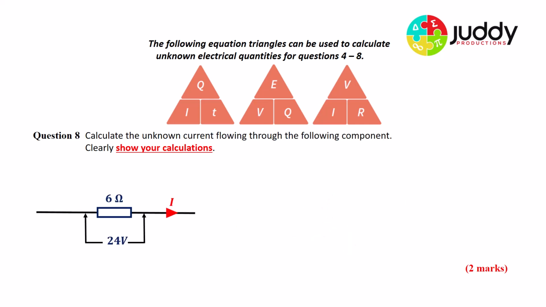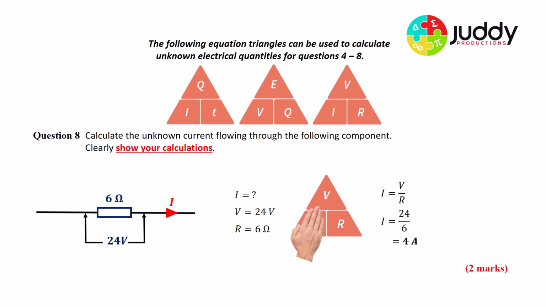Question number 8. Calculate the unknown current flowing through the following component. Again, clearly show your calculations. Pause at this point and give it a go yourself. We can see the current is question mark, our resistance is 6 ohms, and our voltage is 24 volts. Let's set this out. I equals question mark, the current is unknown. V equals 24 volts. R is 6 ohms, the resistance that is. Our triangle is V equals IR. I is being covered over because that's our unknown, and we're left with V over R. I equals V over R. 24 over 6 gives me a current of 4 amps.